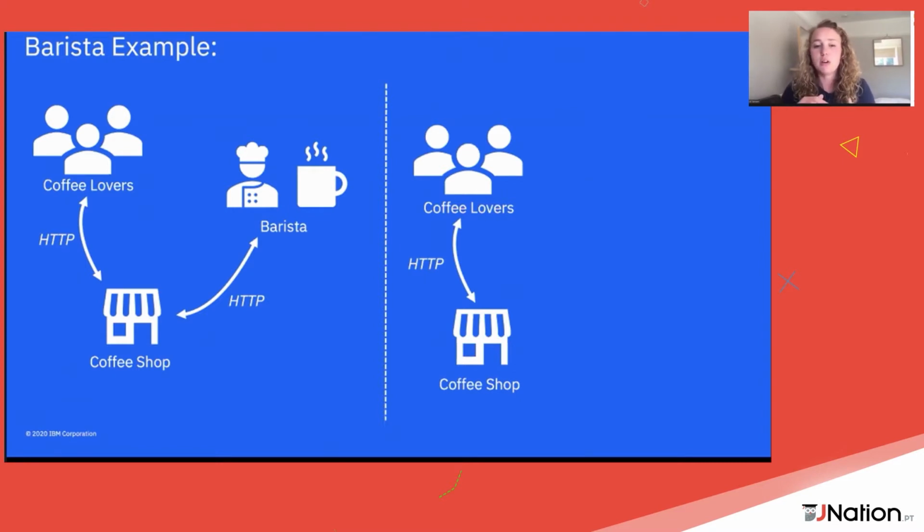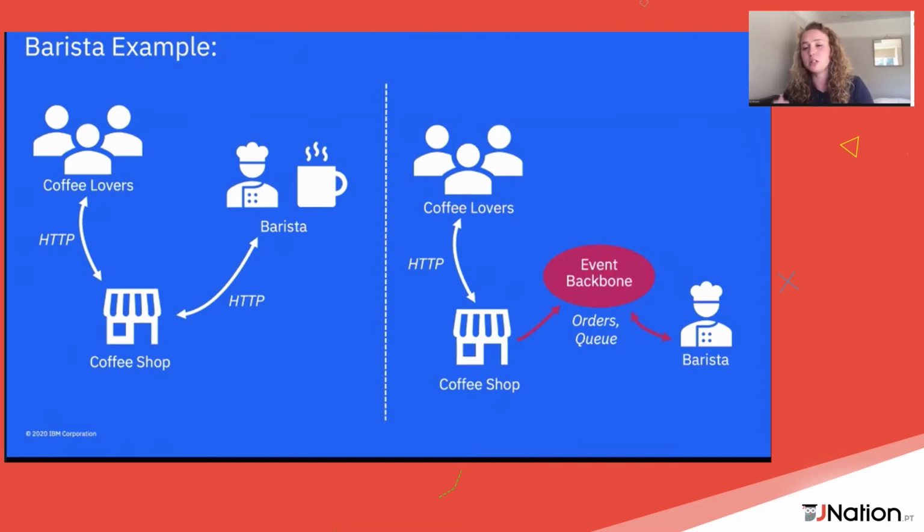But this time, instead of an HTTP call to our barista to tell them the coffee orders, we're going to add in this event backbone. So all of our orders are going to go into a queue in this event backbone in order of when they were placed. And then that backbone can be read by the baristas. So as the baristas are making their coffee, they can see which order is next in the queue. They can also make multiple coffees whilst looking at the backbone. So they can go off and make a cappuccino, and whilst that's brewing, they can come back to the event backbone, check the next order in the list, and start making that.